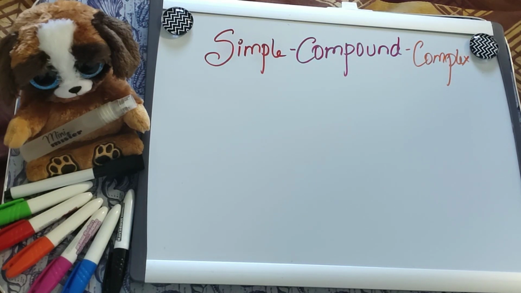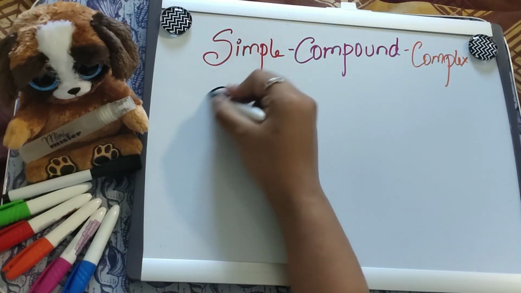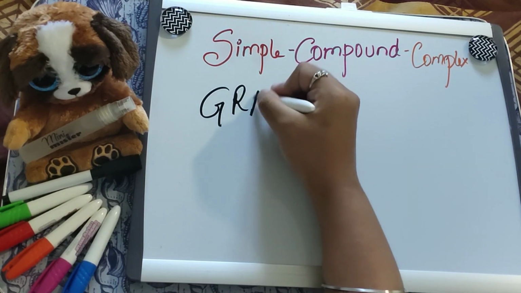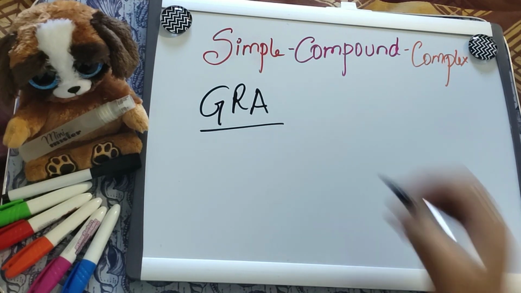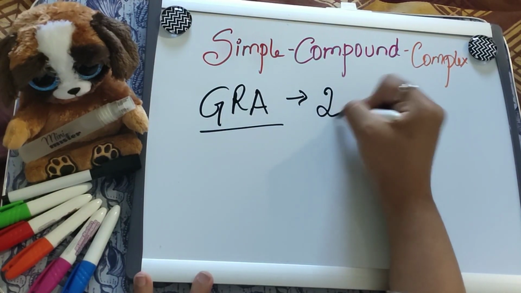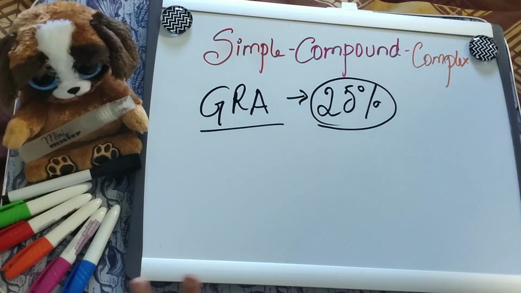As you can see, for today's video, we will be discussing the grammatical structure for the writing task. We would be mainly focusing on the GRA, that is grammatical range and accuracy, and GRA consists of 25% of your whole writing. So it is an essential part for your IELTS.